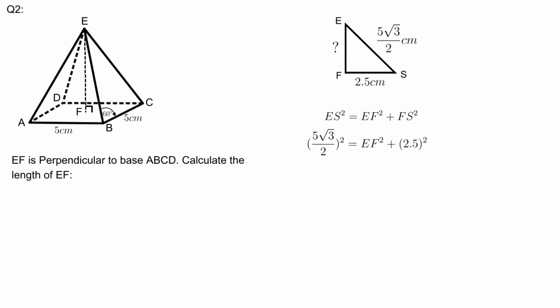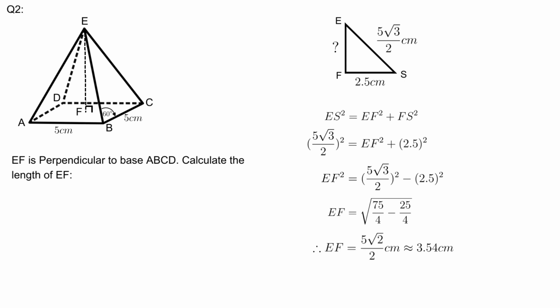Subtract 2.5 squared from both sides to isolate the EF squared. Then take the square root of both sides to cancel out EF's exponent. 5 square root 3 over 2 all squared is 75 over 4, and 2.5 squared is 25 over 4. Type square root 75 over 4 minus 25 over 4 into your calculator, and you will get your answer of 5 square root 2 over 2 centimeters, or round it off to 2 decimals, 3.54 centimeters.